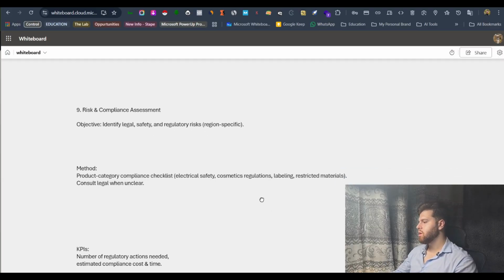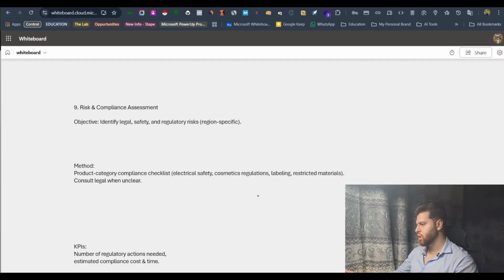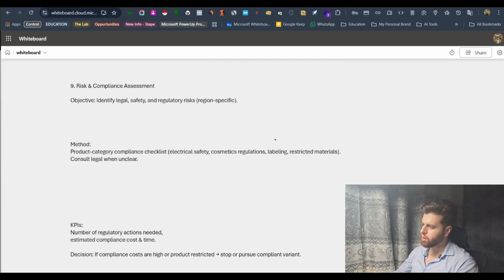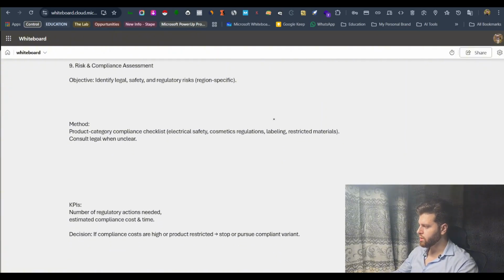The method is, of course, the compliance checklist. If it's electric, safety; cosmetics, regulations, labeling, restricted materials. If you're selling hoodies or something, consult legal when it's unclear. The KPIs are the number of regulation actions needed, and estimated compliance cost and time also, because you don't need to spend the next year in courts and in health institutions getting approvals for this and that.